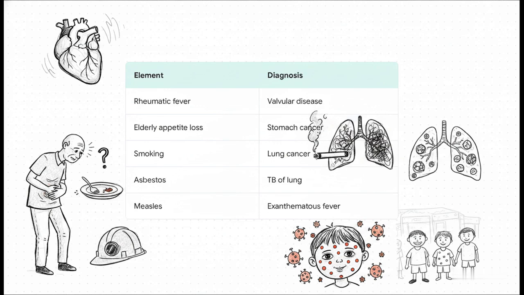Now, interestingly, based strictly on our clinical source texts, occupation in the asbestos industry is noted as predisposing to tuberculosis of the lung, so keep that textbook quirk in mind. And finally, a neighborhood measles outbreak points toward an exanthematous fever diagnosis. Definitely keep these classic textbook associations locked in for your multiple choice questions.